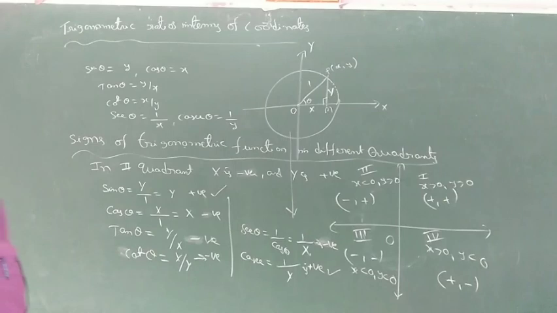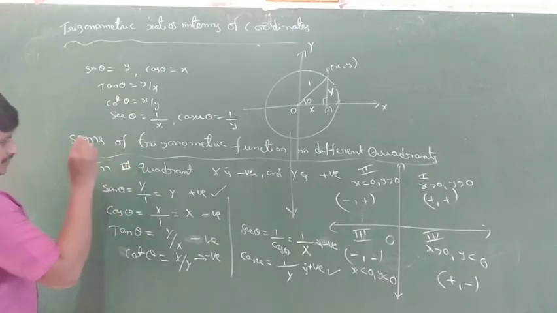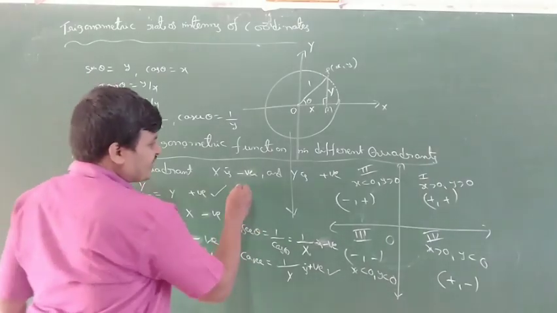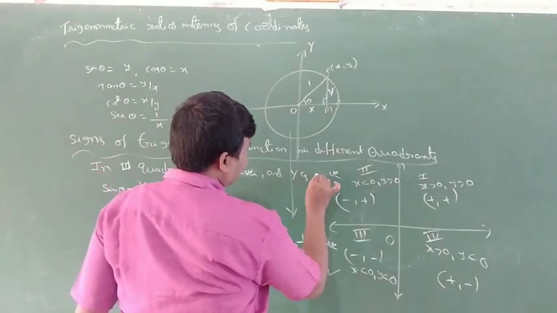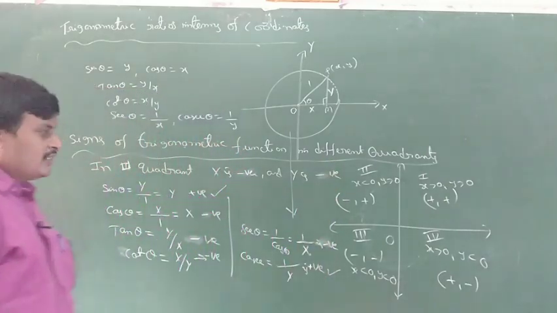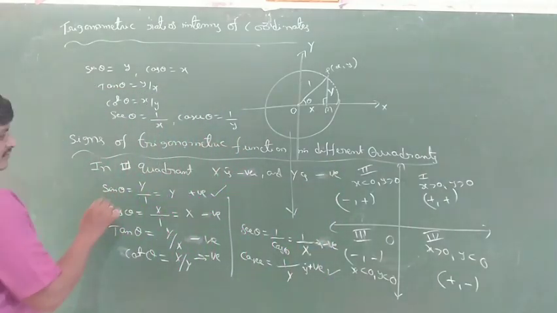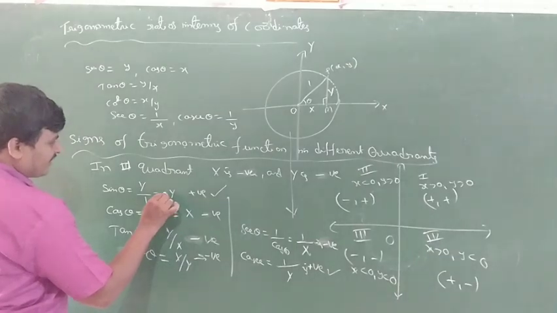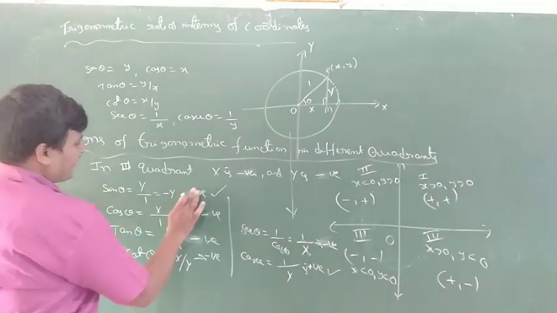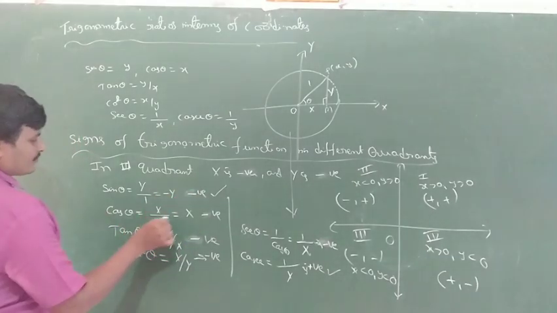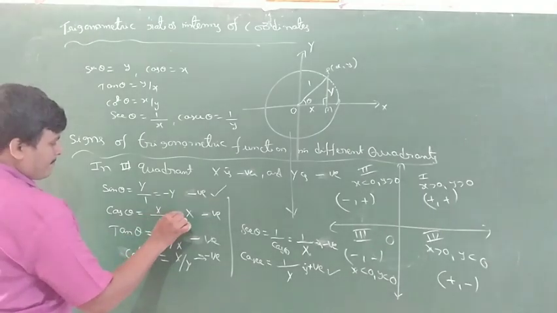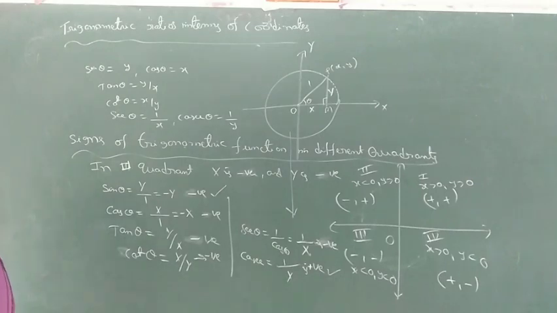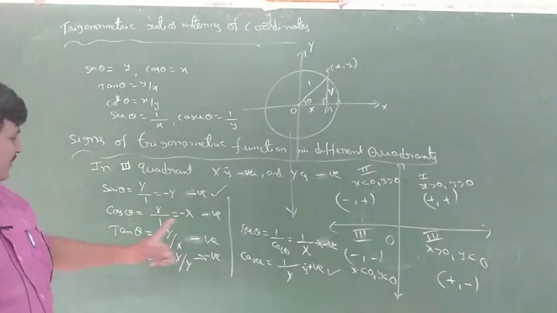Next, third quadrant. Third quadrant: x is negative, y is also negative. So sin is negative, minus y, negative. Cos is negative. Tan is negative by sin by cos.